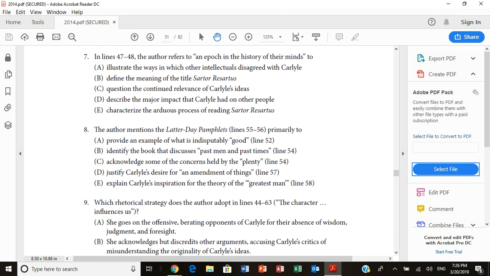Number 7. In lines 47 to 48, the author refers to an epoch in the history of their minds. To illustrate the ways in which other intellectuals disagreed with Carlyle? Well, that's just not what that means. If you're saying something had a giant impact, it was like an era is to history. This was to my mind, this was to how I thought. Just like World War II had a dramatic impact on all of Europe. That was an epoch in history. This writer is an epoch of my mind. It doesn't mean that the intellectuals disagree.